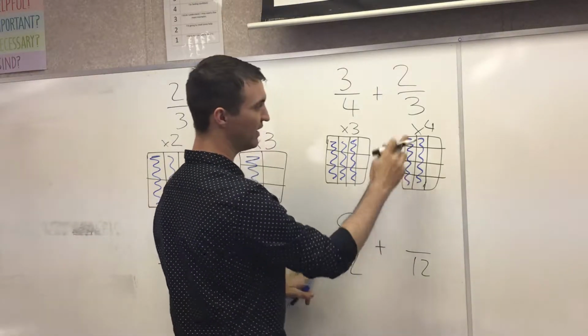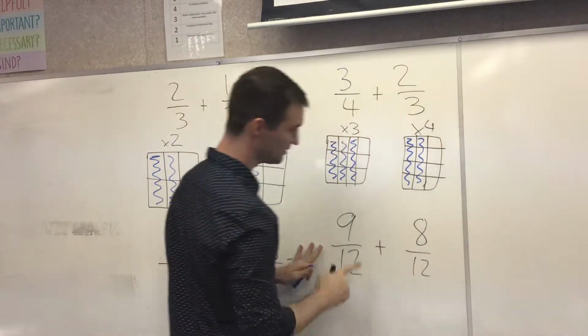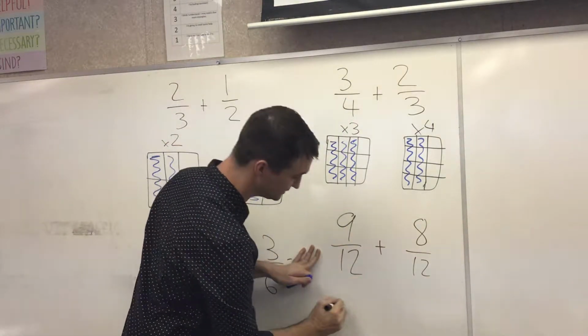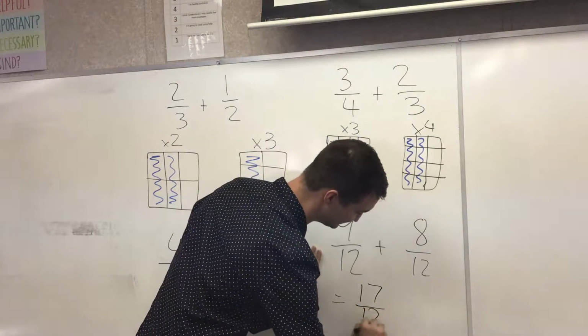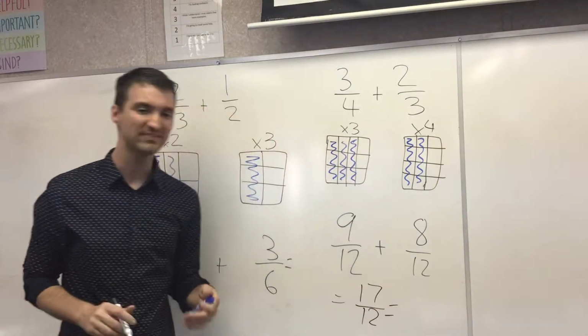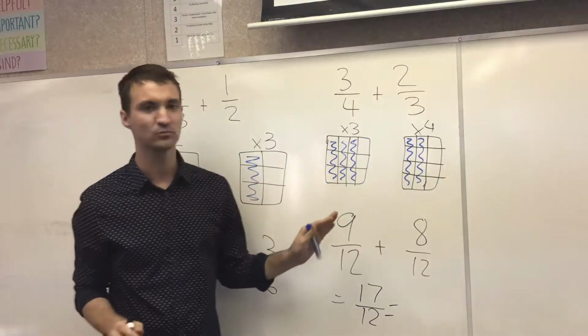So over here, I have how many shaded in? 8. So now this has become 9/12 plus 8/12, which equals 17/12.